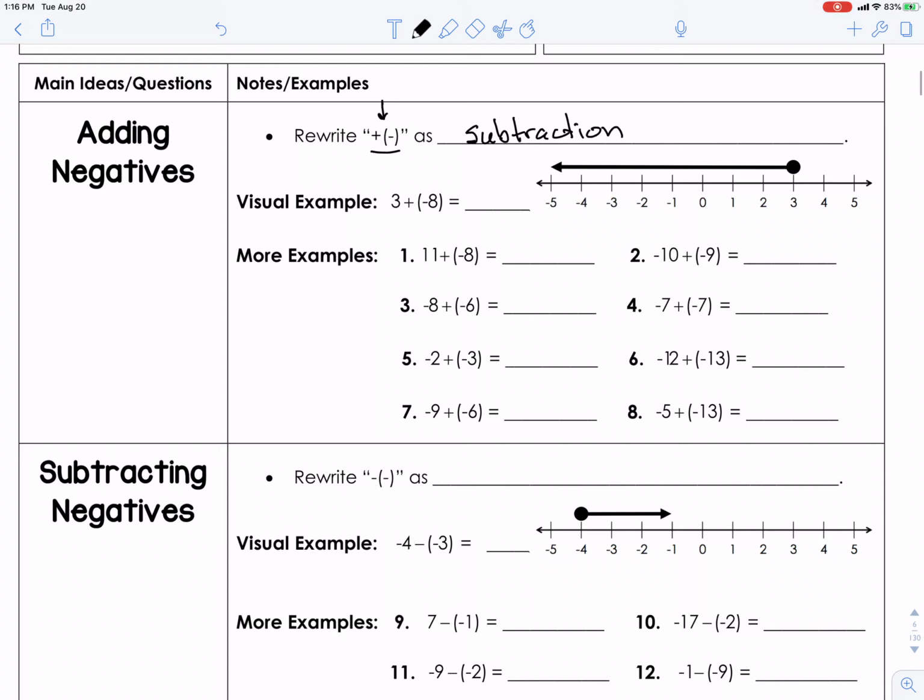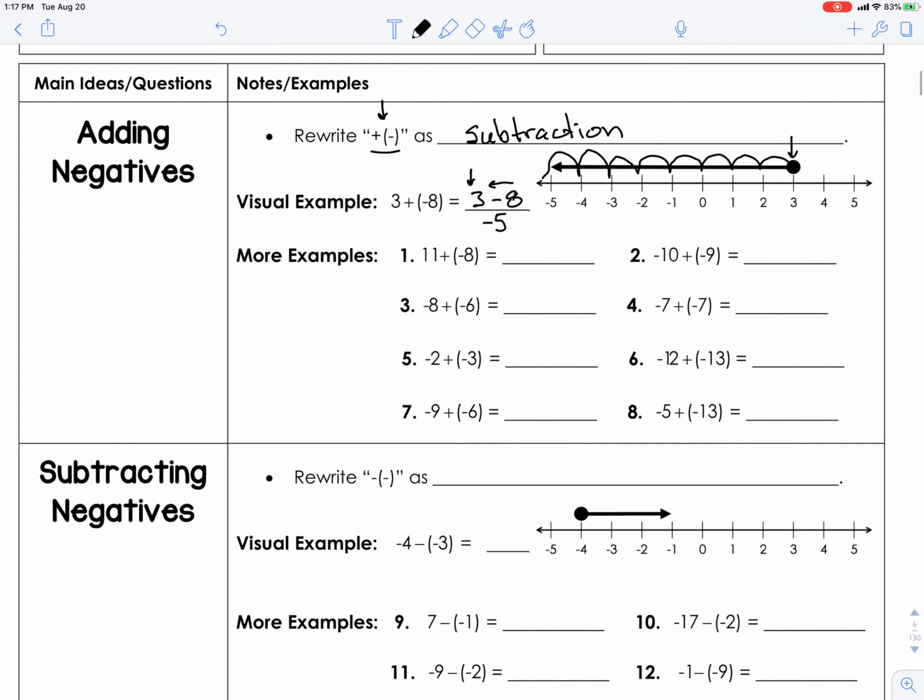So the visual example, 3 plus negative 8, that just becomes 3 minus 8. And that's exactly what they did on the number line. They started at 3, and then they went, which way do we go when we subtract? We go left when we subtract. So they just went back 8 places. 1, 2, 3, 4, 5, 6, 7, 8, and ended up at negative 5. Okay? Now, they kind of messed up here. Here is the actual answer. I rewrote it first, but the actual answer is negative 5.